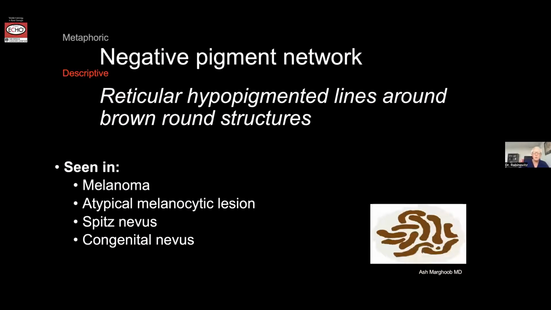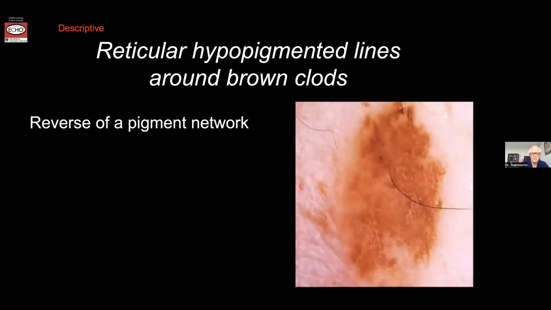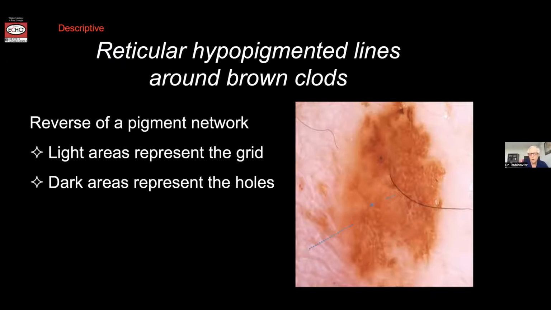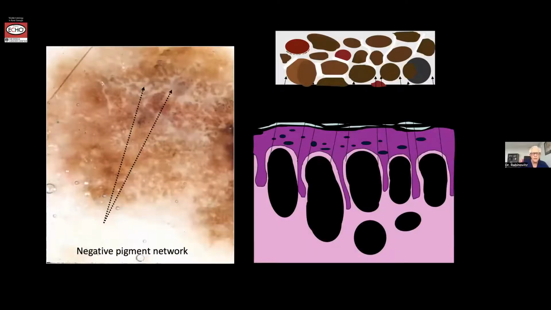A negative pigmented network is probably the toughest term to understand. The descriptive is more emphasized, where we have what's called reticular hypopigmented lines around brown round structures. This can be seen in melanomas and atypical nevi, in Spitz nevi, and when symmetrical, a congenital nevus. And the pattern is consisting of a pigmented network. The light areas represent the grid, and the dark areas represent the holes. And here we see what's been called a negative pigmented network.